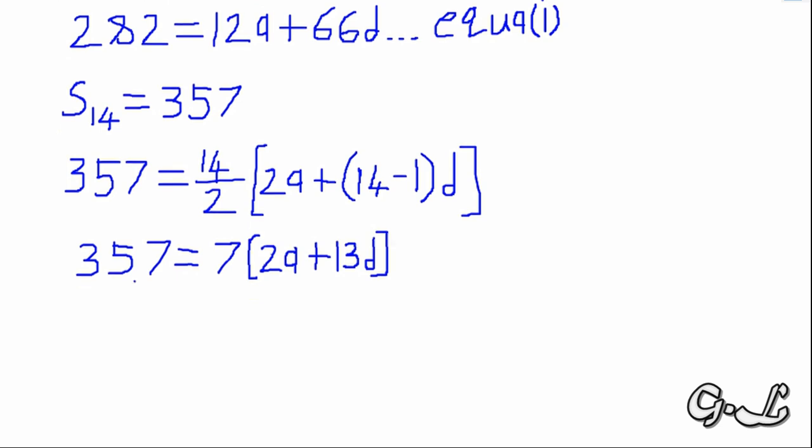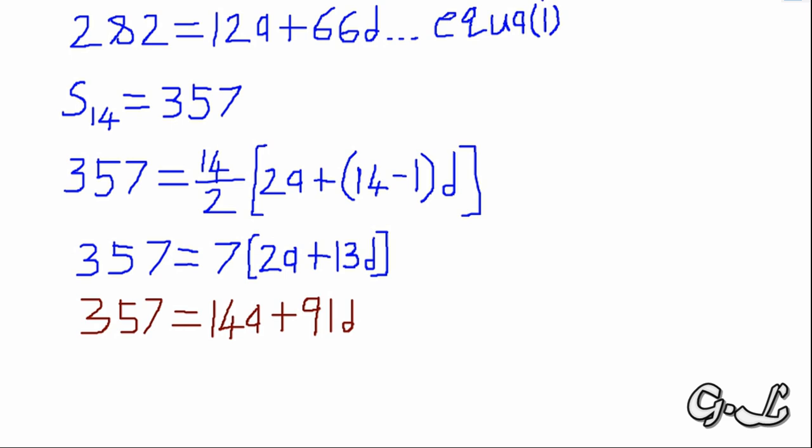Next we do the calculations and simplifications. We say 357 is equal to 14a plus 7 times 13, which is 91d. That is equation number 2. So we have achieved both equations, equation 1 and equation 2.